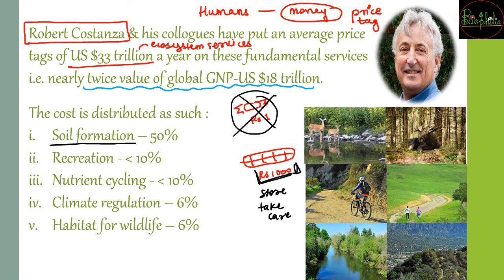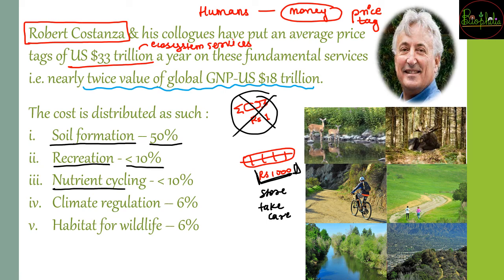So if you have to pay the amount, if you are told that every year you have to pay some amount from your salary for the soil formation to the nature, then you are going to think and take care of the soil that is formed. So for that reason, he had understood that soil formation, since this is a very important process going on, needs to be contributed for a price tag of 50% of the cost. Then is the recreation, which is going to stand for about less than 10%.